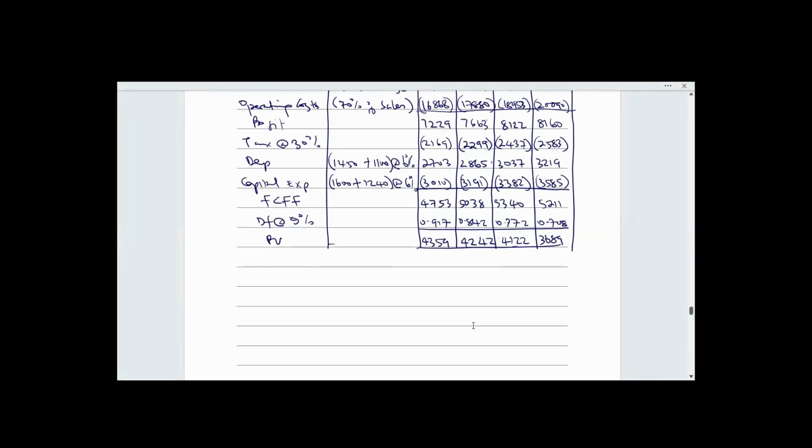So add it up. PV year 1 to 4 would then be equal to 4359 plus 4242 plus 4122 plus 3689 equal 16412.